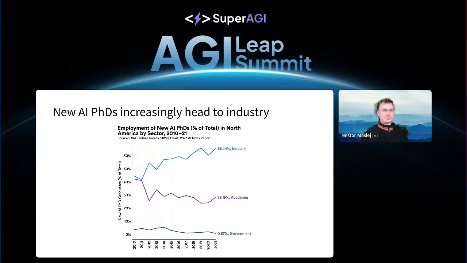It's also the case that new AI PhDs are increasingly heading to industry. If you look at 2010, there was roughly a similar number of AI PhDs that would go to industry versus academia, whereas if you fast forward to 2021, there appears to be a pretty massive and substantial gap that has opened up.